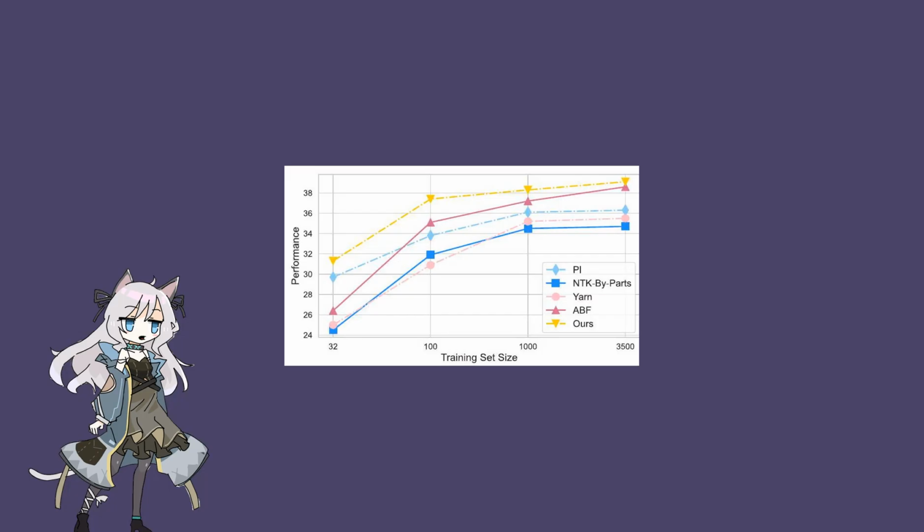One of the most remarkable findings is their method's data efficiency. With just 100 samples, they achieved what others couldn't with thousands. That's like winning a cooking contest with just a few ingredients.